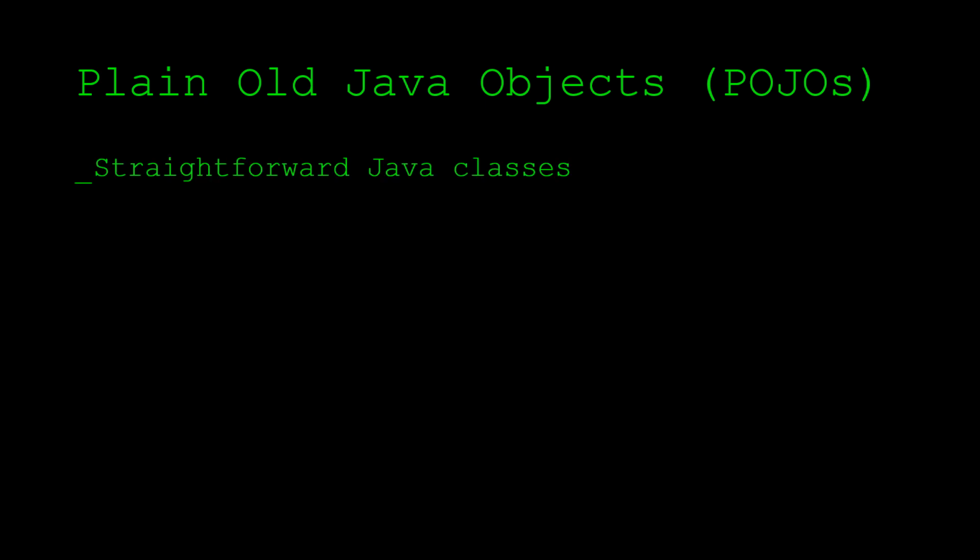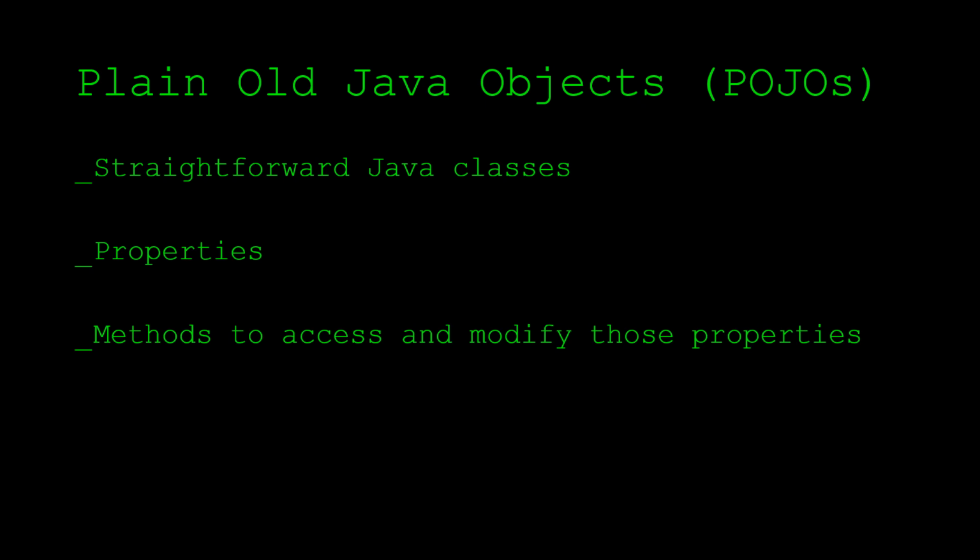These are the most straightforward type of Java classes there are, consisting of properties or fields and methods that you can use to access and modify the values of those properties.